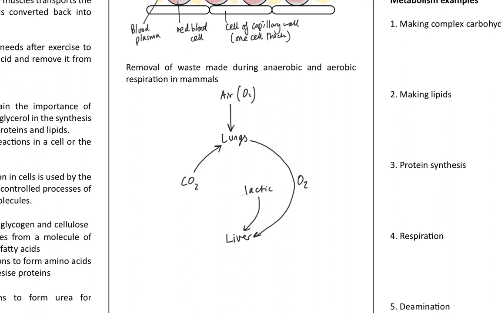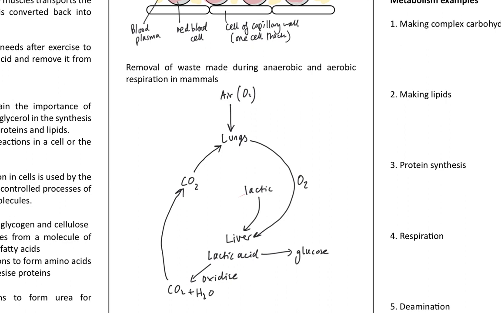And then the liver can do two things with the lactic acid now. It can take lactic acid and convert it into glucose, and it can also take lactic acid and oxidize it into CO2 plus water. And then the CO2 is going to form the CO2 there and go out again.